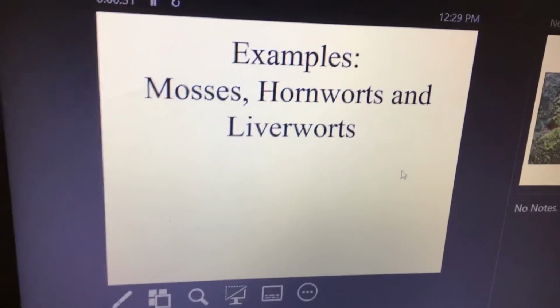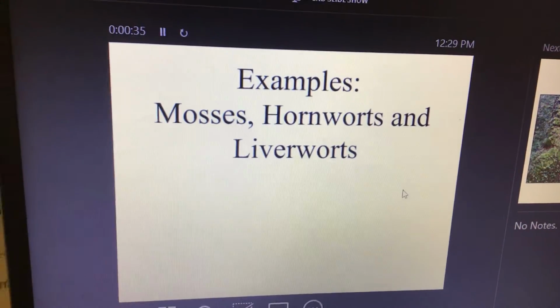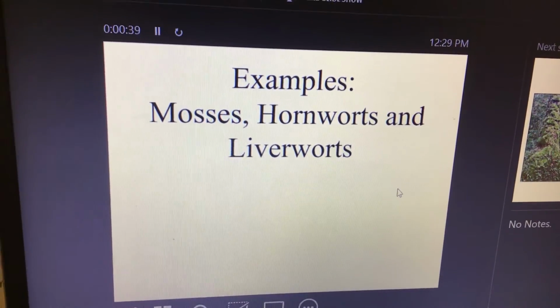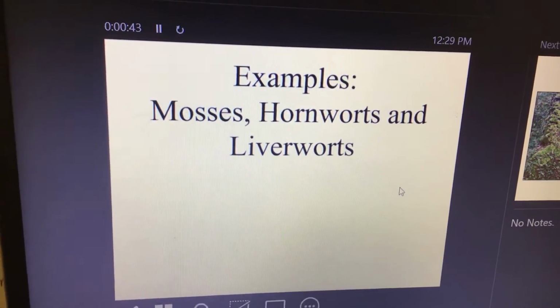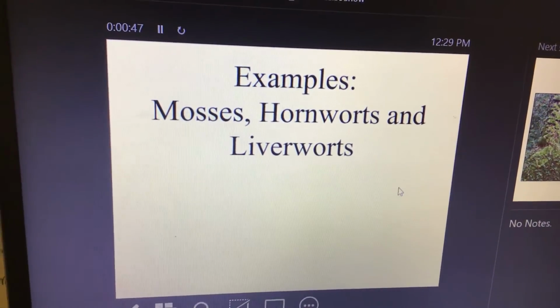Examples, I would write these down. Mosses, hornworts, liverworts. Those are your examples. I'm going to use moss a lot as an example because that's the one you probably are familiar with. So these are all examples of seedless, non-vascular plants.